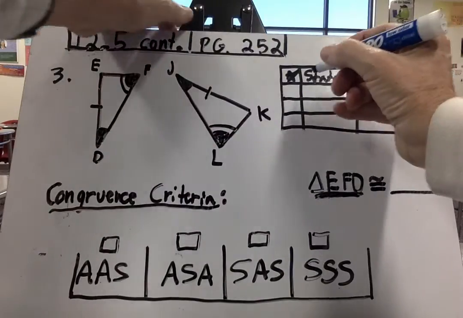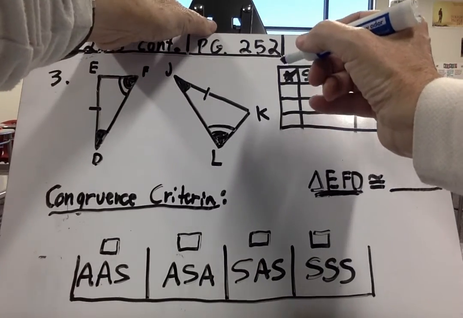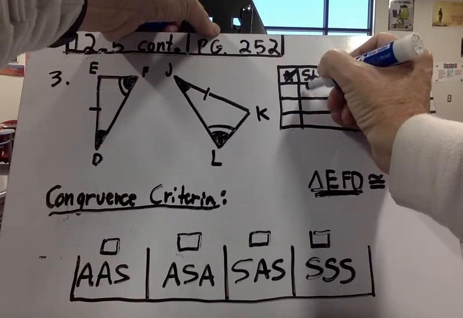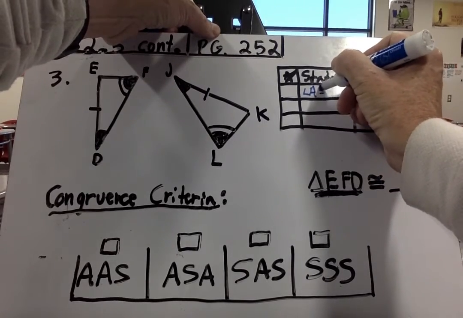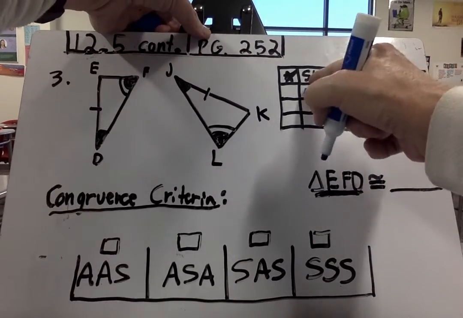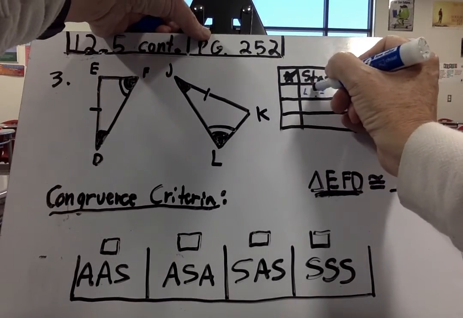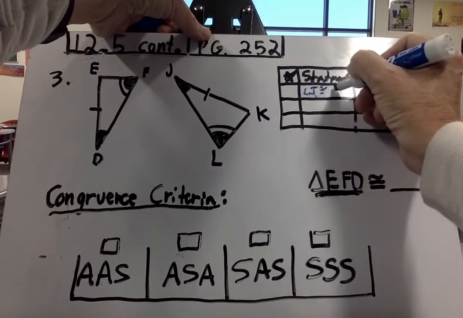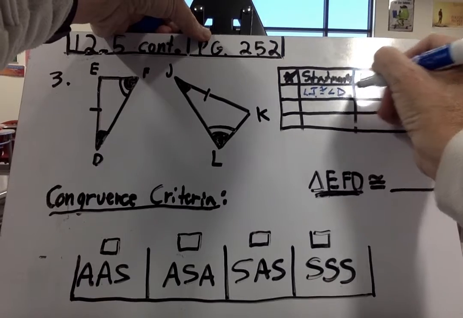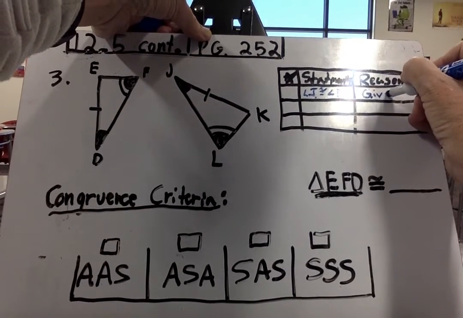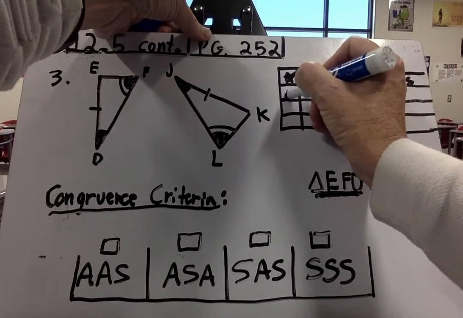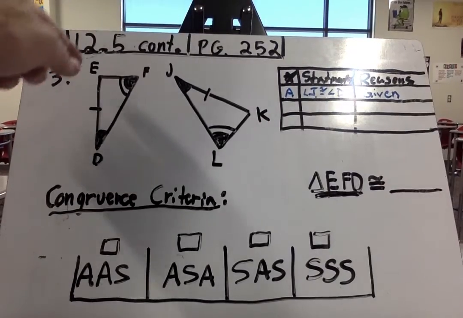So our statement, angle A is congruent, oh, I meant J, sorry, is congruent to angle D. Why is that? It's given to us. And this would be an angle.